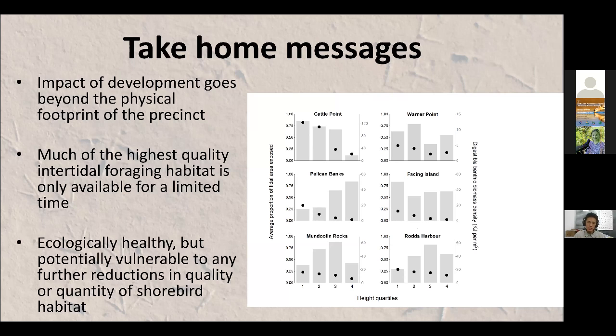And finally, that's the conclusion of our overall project. The area is ecologically healthy, but it's potentially vulnerable to any further reduction in quality of shorebird habitat.